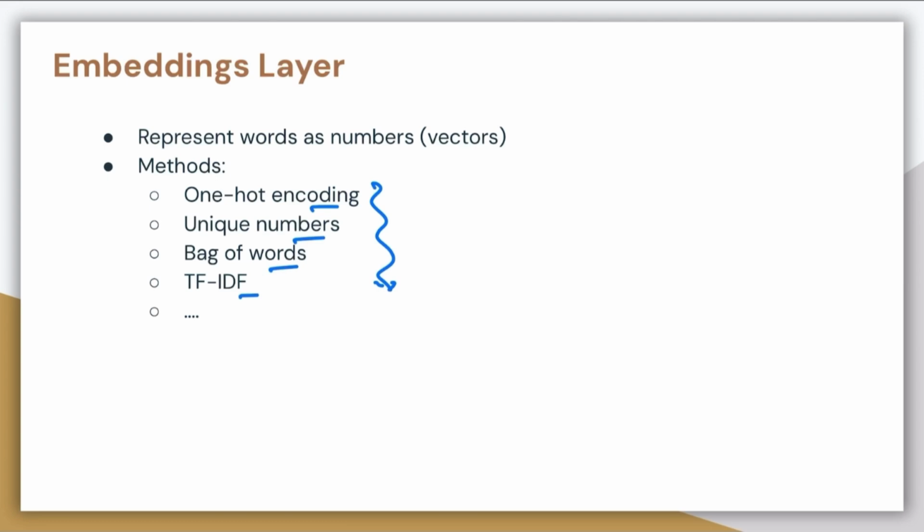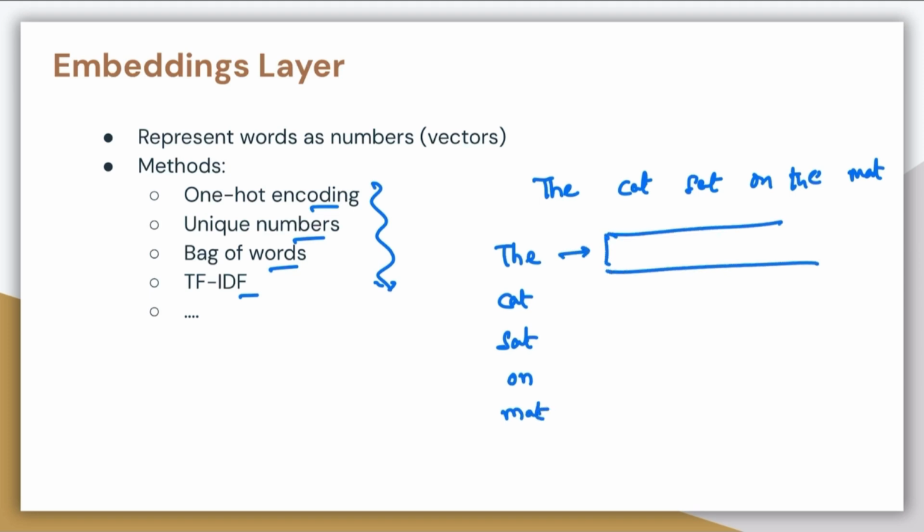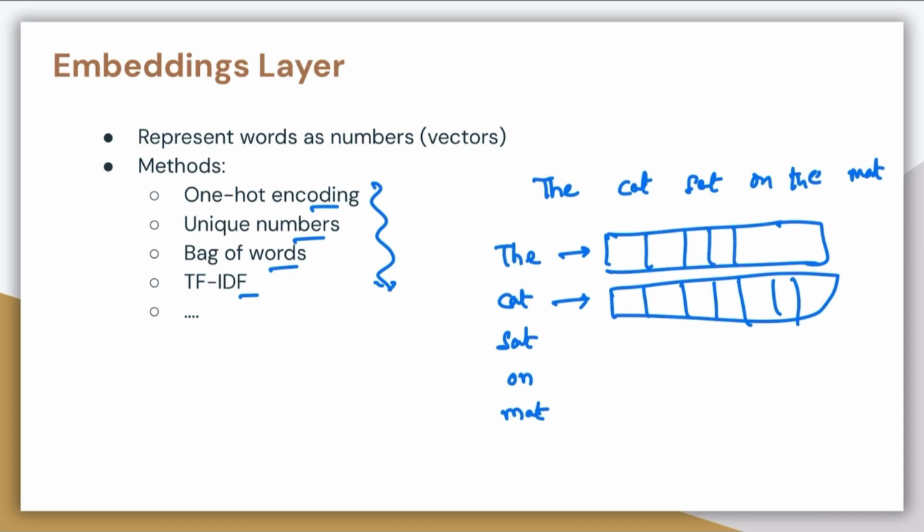So that means each word should have a unique vector which represents that word. For example, take the sentence "the cat sat on the mat." There are 6 words, but how many unique words? 1, 2, 3, 4, 5. So 5 unique words are there. For every word, like for the, for cat, for sat, for on, and then mat, I need to create a unique vector for giving the model input.